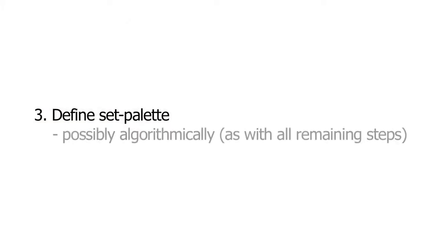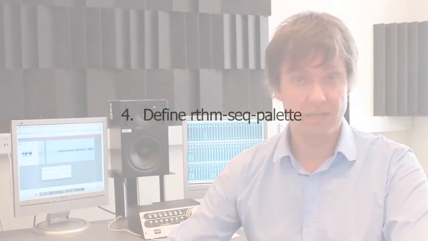One of the things you would then do is define the set palette, and this could be done either by hand or possibly algorithmically, and that accounts for all of the remaining steps as well. Any of these steps could be done algorithmically. For instance, the rhythm sequence palette, I very often do define this algorithmically these days, though most of the examples you see will include a declarative approach to this kind of data. But in any case, you need to define a rhythm sequence palette for your Slippery Chicken piece.